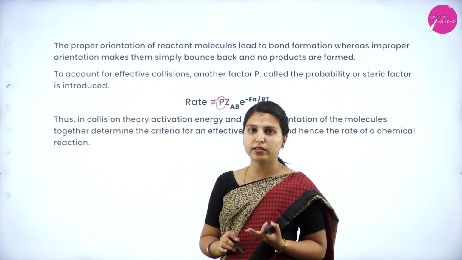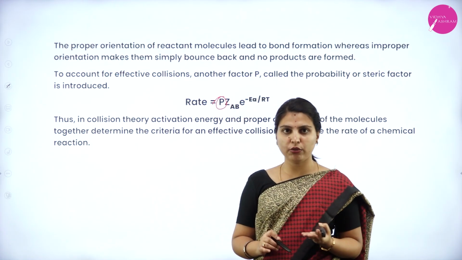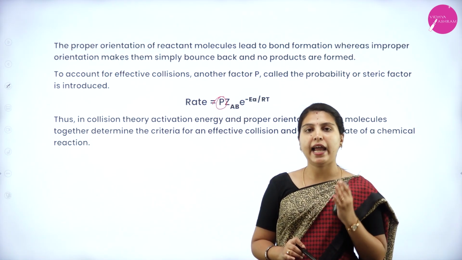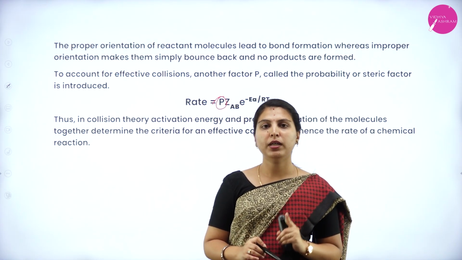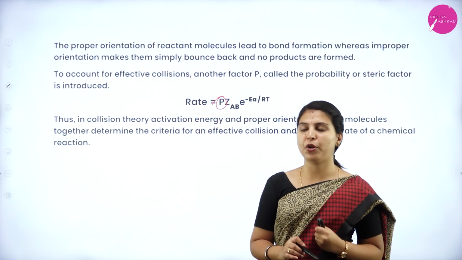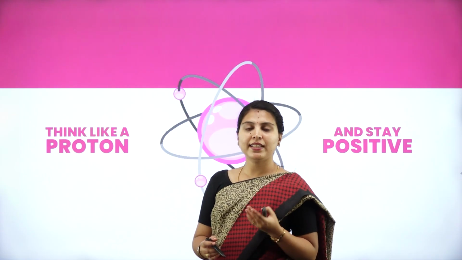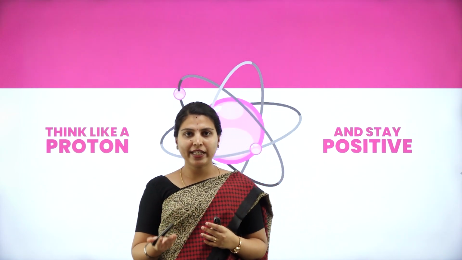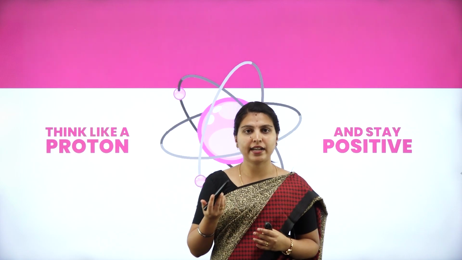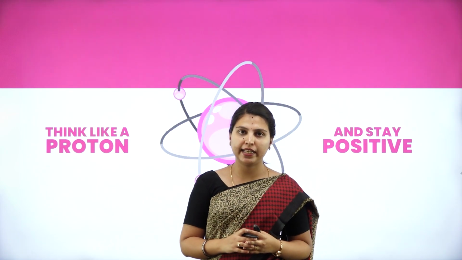So by this collision theory, what have we understood? For an effective collision to happen, activation energy and proper orientation should be present for the formation of product. This completes the chemical kinetics chapter, and this is a very important chapter, as I told, to understand the rate of a reaction and to understand the collision theory as well.